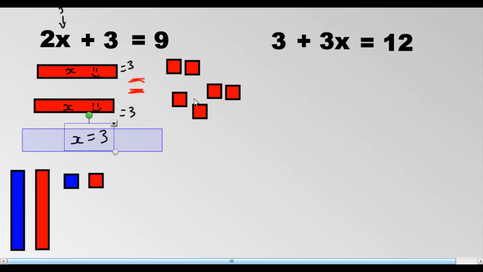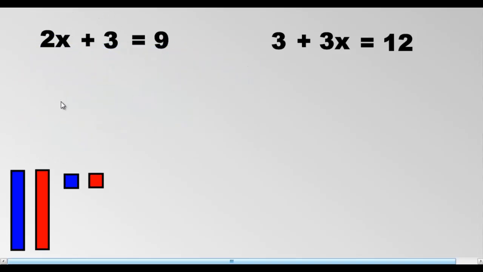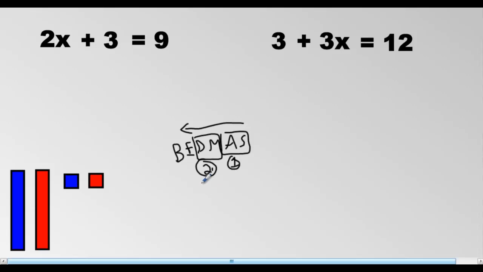But Mr. Melham, how do we do this without algebra tiles? Because when I go places, I don't carry algebra tiles with me. Good question. Let's do it. To do it, you have to do reverse BEDMAS. And if you remember, BEDMAS stands for brackets, exponents, division, multiplication, addition, subtraction. We're going to go reverse. We start with these 2 first before we move on to division, multiplication, which is last.